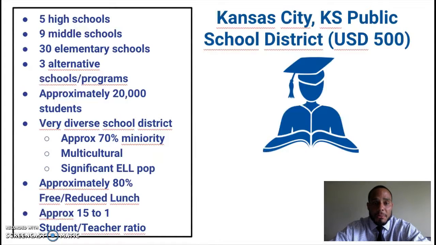We have 5 high schools, 9 middle schools, 30 elementary schools. We also have 3 alternative schools and programs. Approximately 20,000 students, 5th largest district in the state of Kansas. Extremely diverse, approximately 70% minority, very multicultural, multiple ethnicities, multiple languages spoken throughout our entire district from our students, significant ELL population, approximately 80% free and reduced lunch, and currently we are approximately a 15-to-1 student-teacher ratio. And again, just some demographics about the Kansas City, Kansas Public School District.